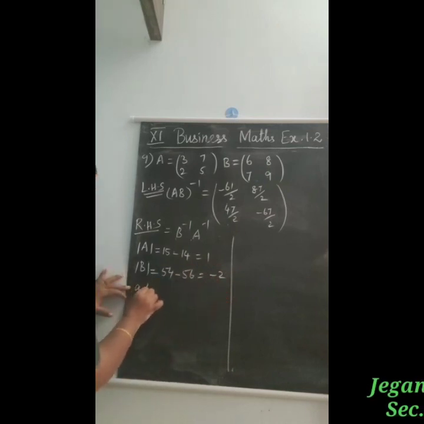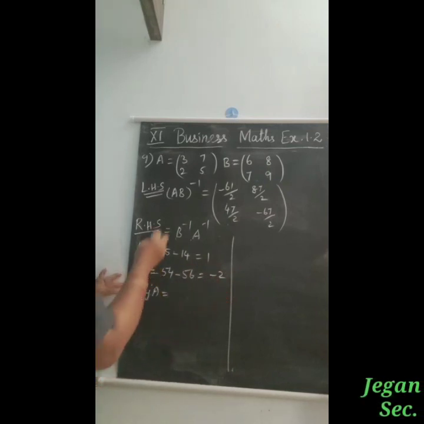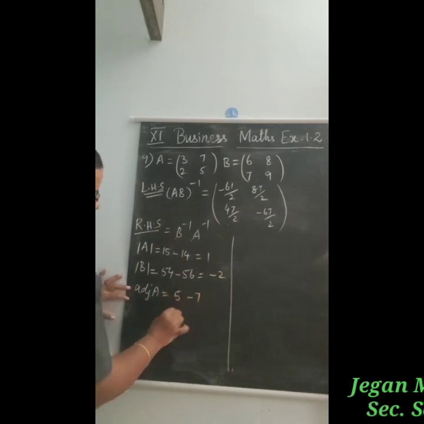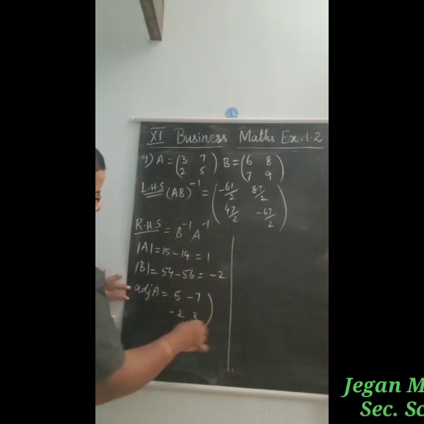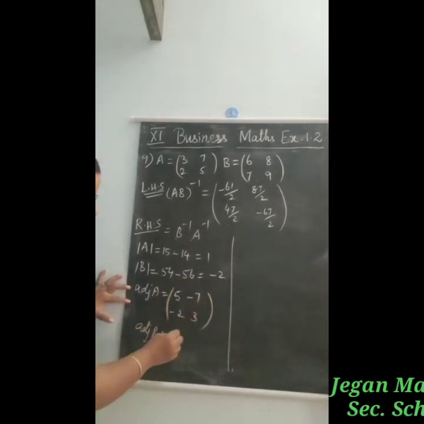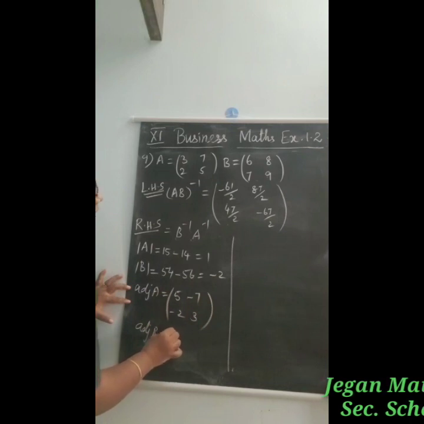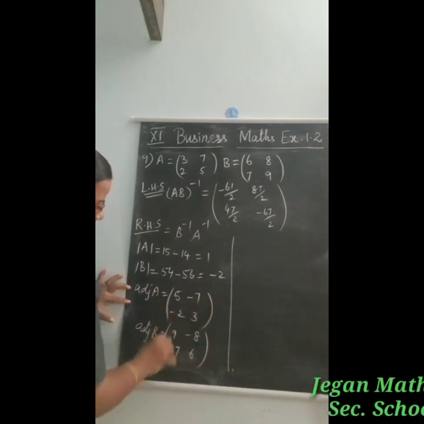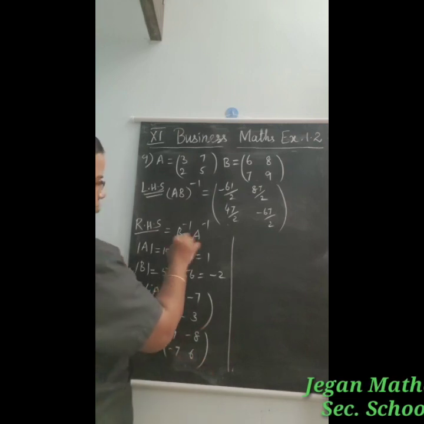And what is adjoint A? Interchanging the leading diagonal: 5, minus 7, minus 2, 3. And what is adjoint B? That is equal to 9, minus 8, minus 7 and 6. Now we have to find out first B inverse.